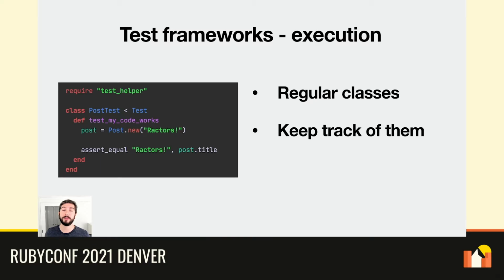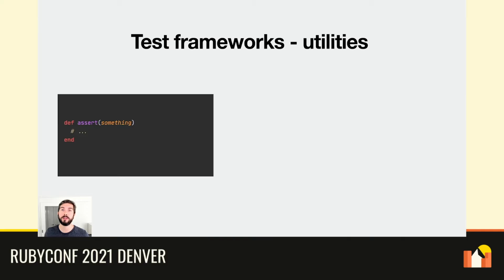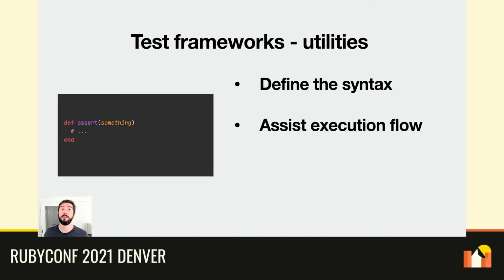And we know that each one of the test classes can define multiple examples, can define multiple test methods. So we need to be able to loop through each one of the test examples defined by each class and run all of the tests. If we zoom in into a particular test, we start getting into assertions and how do we define the syntax for testing our application. Assertions also need to be able to assist with the execution flow.